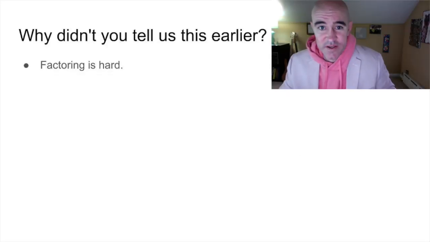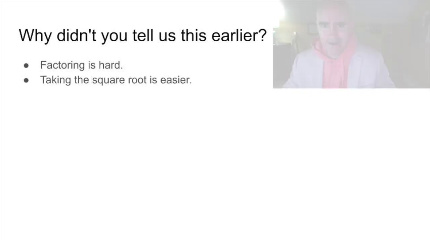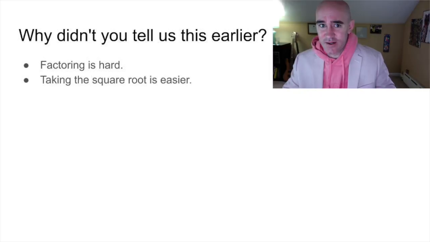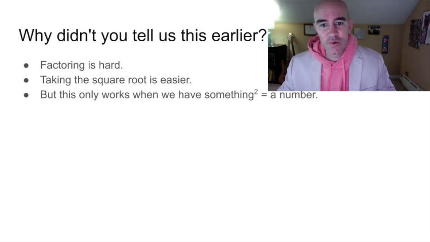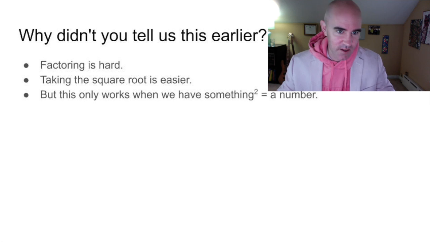So you might be wondering at this point, this seems fairly simple. Why didn't you tell us that earlier? I mean, factoring is hard. Why have we been spending all our time learning the really hard way? And taking square roots is way easier. We just write plus or minus square root of whatever we had. Well, it turns out it only works when we have something squared equals a number. Like something on the left squared, x squared, or maybe x plus 1 squared in parentheses. Something squared equals a number.